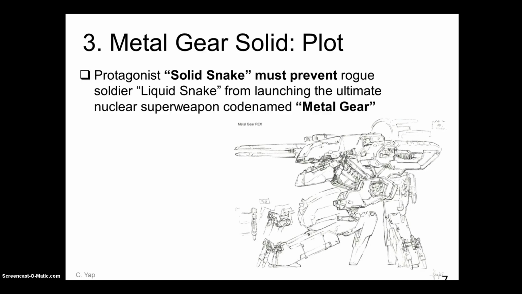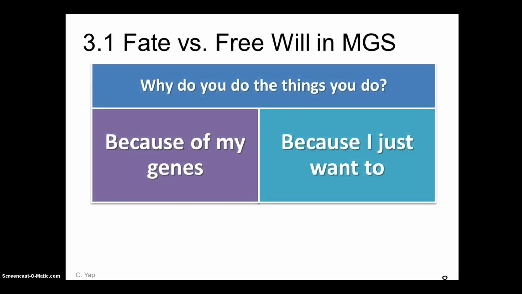And so in the course of this convoluted plot, we get the theme, which is fate versus free will. Essentially, the game is asking on many occasions through the narrative, why do you do the things that you do? Many of the characters answer this question in their own ways, but the two main answers that surface are, I do the things I do because of my genes, because my DNA says so. Or they say, I do the things I do because I want to. So this is fate versus free will.